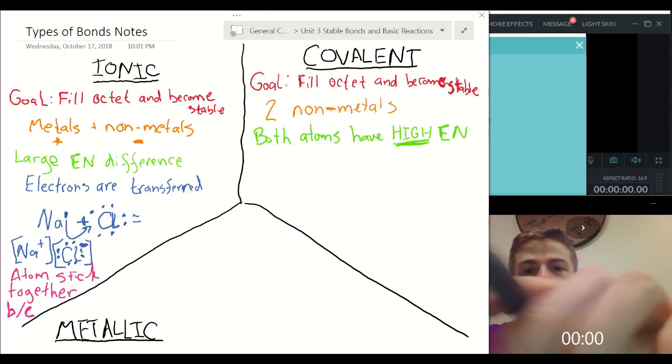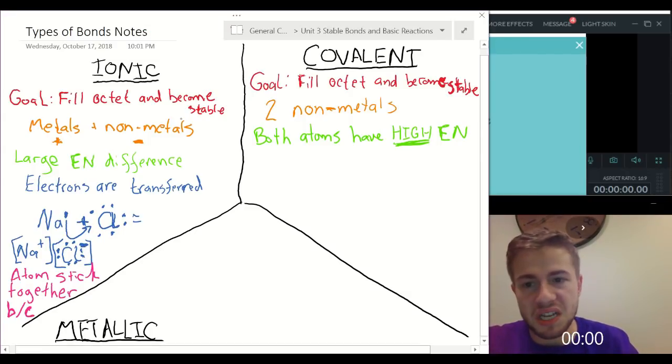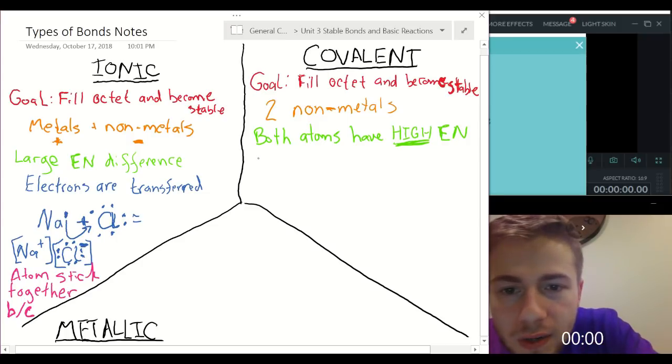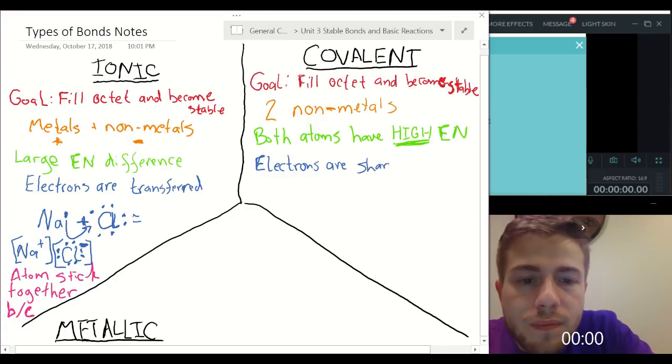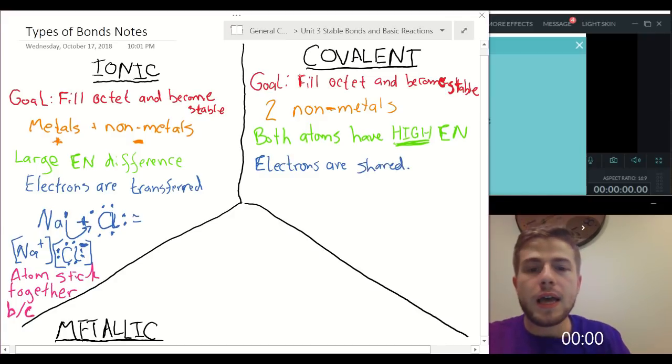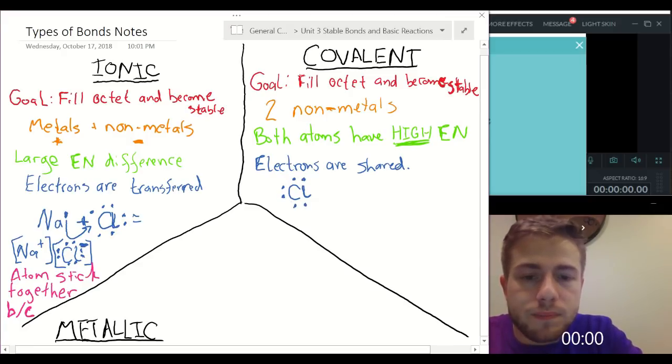Okay, so I'll give an example of that. I want to switch to blue really quick so that we can color code this real nice. So we're going to say here electrons are shared. And an example of this is I'm going to draw a chlorine atom with its 7 valence electrons. I'd like you to draw that as well. And another chlorine atom also with 7 valence electrons.